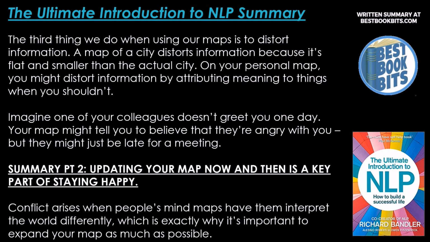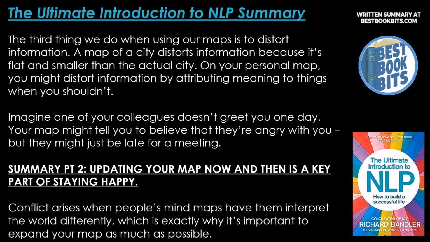A map of a city distorts information because it's flat and smaller than the actual city. On your personal map, you might distort information by attributing meaning to things when you shouldn't. Imagine one of your colleagues doesn't greet you one day. Your map might tell you that you believe they're angry with you, but they might just be late for a meeting.